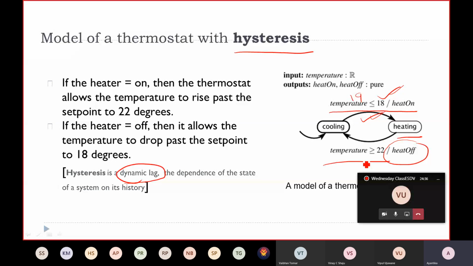Similarly, this temperature 19, is it greater than or equal to 22? No. So these transitions will not take place. That means we are giving some time to the system and checking in which direction the system activity or the control inputs are going. If we see that the temperature is increasing more, maybe from 19 to 20, 21, 22, it is becoming 22 or 23, that means we are here at this state.